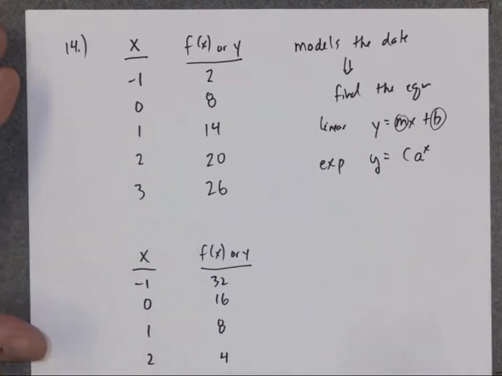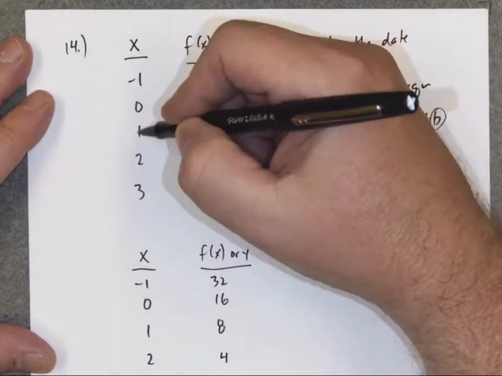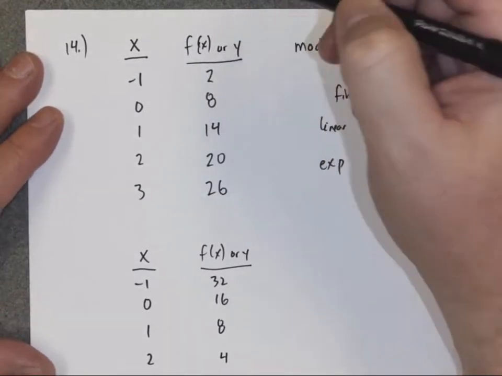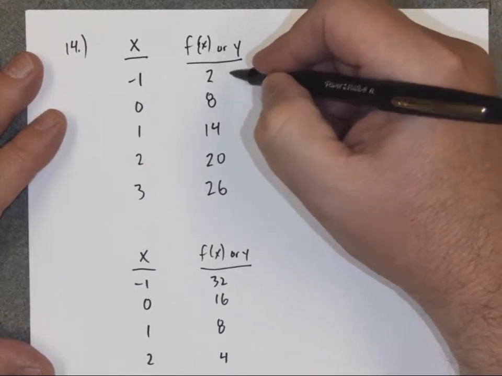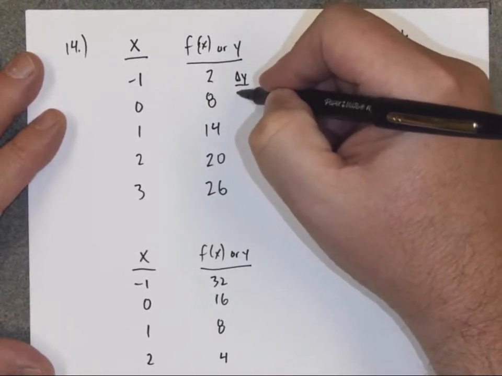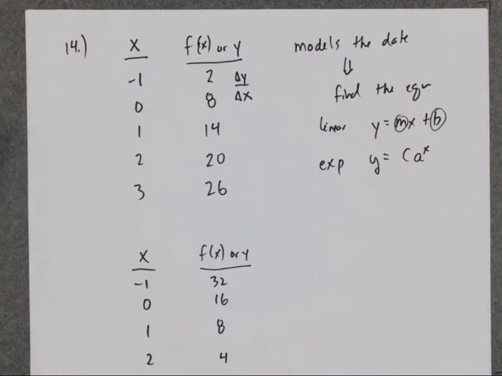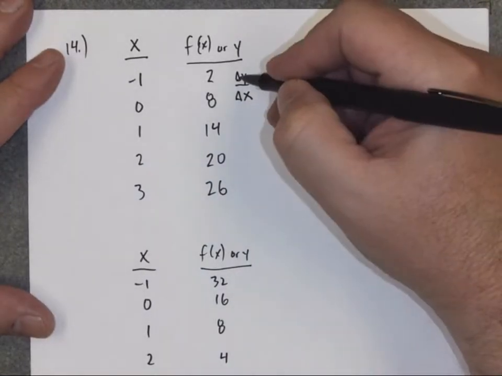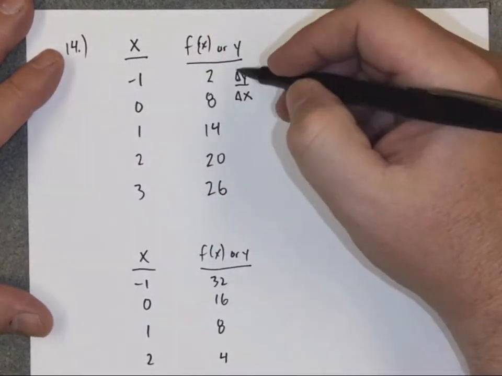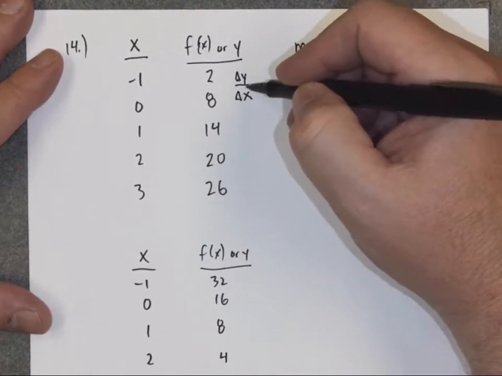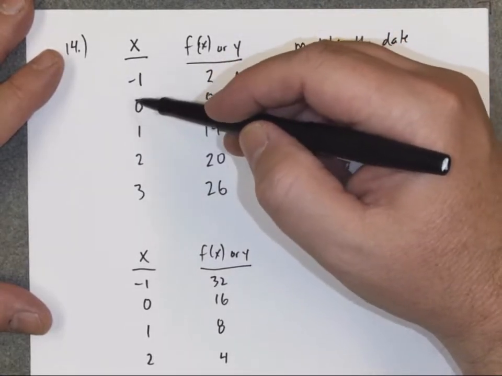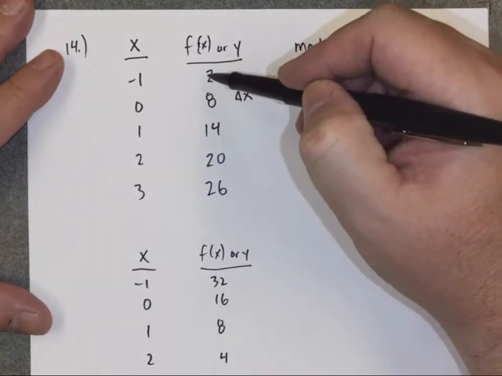The way you check for a linear equation is, you notice this first column are values of x, and the second column are the f of x, or we can also think of it as y. What I'm going to do is calculate this little triangle, which indicates the change. In other words, how much does y change divided by how much did x change? Looking at the first two points, x goes from -1 to 0, and therefore y goes from 2 to 8.